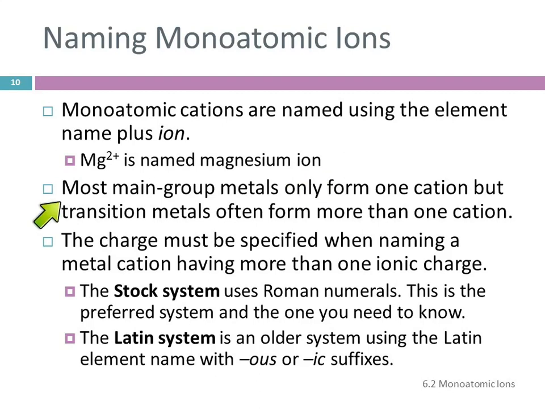Most of the main group elements, the main group metals, only form one cation. And so they are predictable from the periodic table. We looked at those already. Group 1 forms +1, group 2 forms +2, group 3 forms +3.